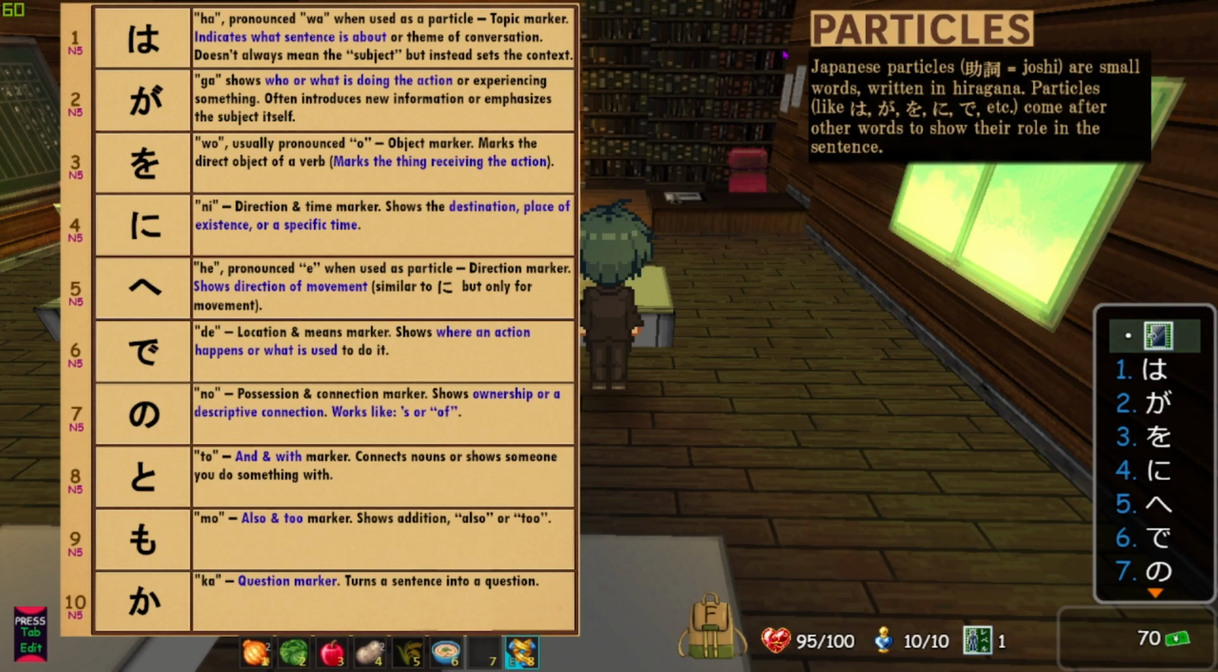Now, particles, what are they? Japanese particles, joshi, are small words written in hiragana. So you want to learn hiragana before you actually go to particles, which at the end of the video I will show you exactly how. Particles like wa, ga, o, ni, de, etc. come after other words to show their role in the sentence. Very important. They come after other words to show their role.